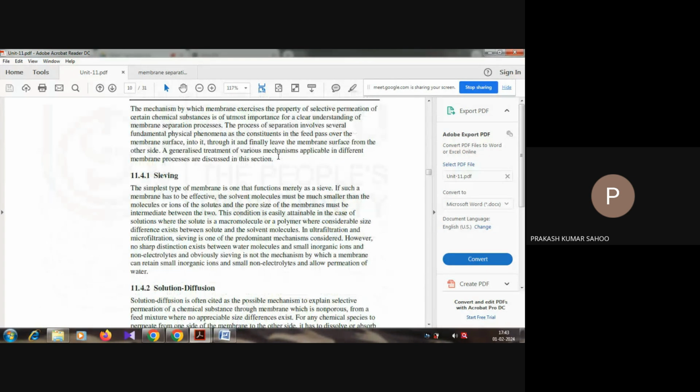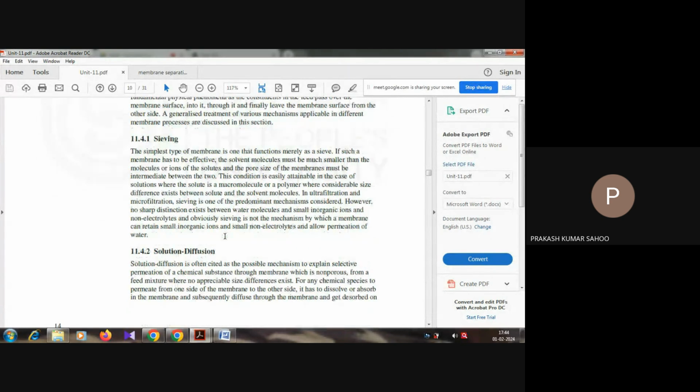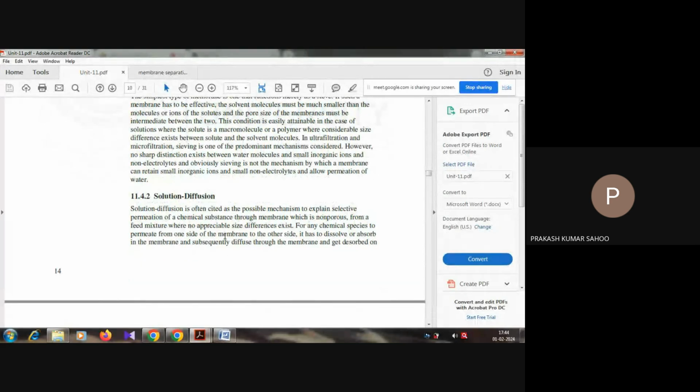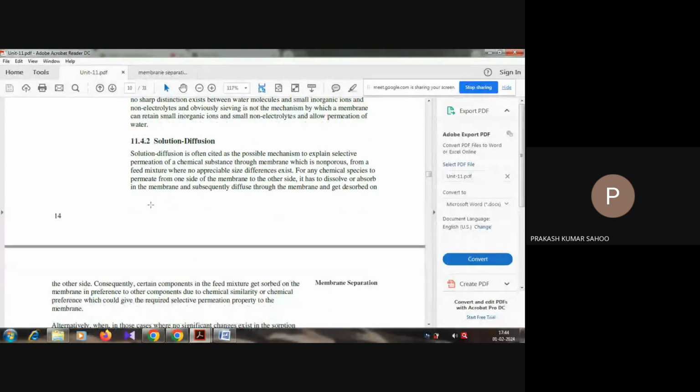Then what are the mechanisms? Sieving is there. That is nothing but your filtration mechanism, that depends on the different size of the pores, and depending upon the pore size, different types of filtration techniques are there: nano filtration, ultra filtration, or micro filtration. Solution diffusion method is there, where by use of some membrane, the diffusion mechanism is applied, and this mechanism is applied when the membrane is non-porous.